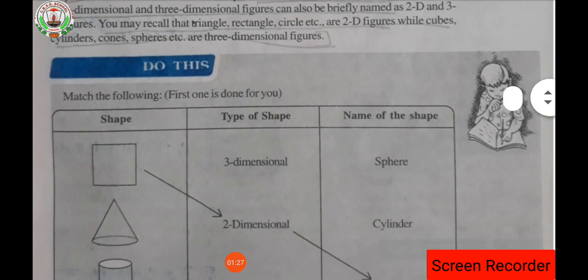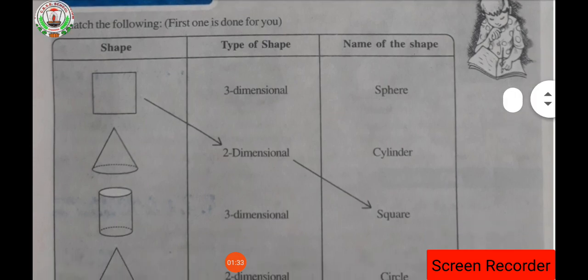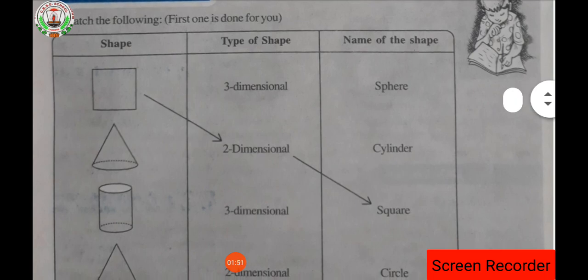Here some activity is given first in your book, that is match the following. You can easily match in your book. Students, exercises 10.1 and 10.2 you have to do in the book itself, no need of doing in the copy. But the last exercise, 10.3, you have to do in your copy. You can match the shape with its type very easily.